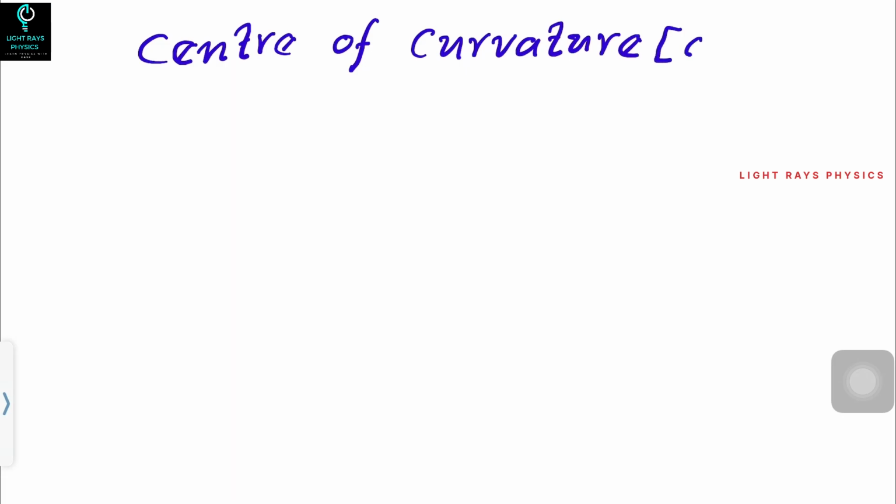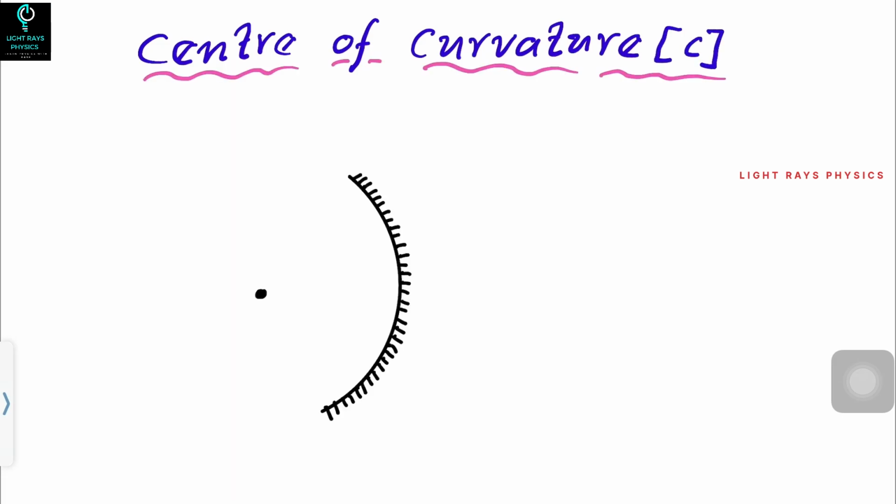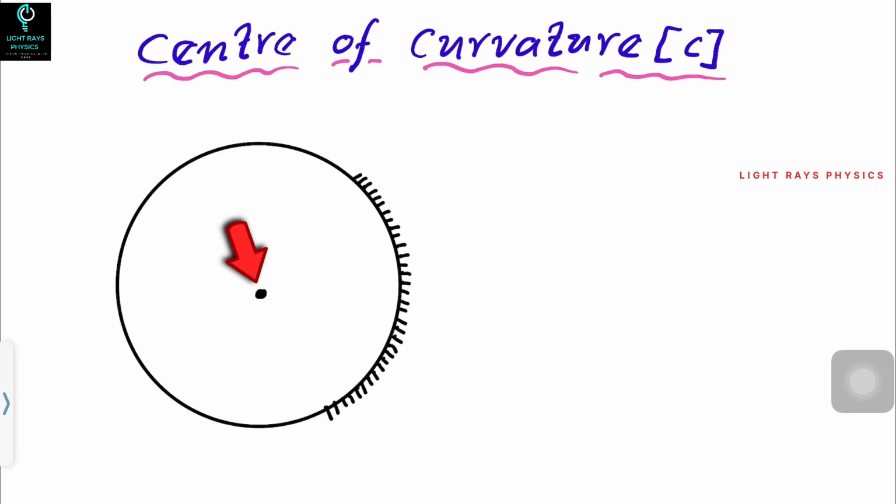Now let us understand a new term called center of curvature. It is denoted by the symbol C. Let us take a concave mirror and produce the spherical surface from which we have cut this concave mirror. You can see a small dot at the center. This small dot at the center is called the center of curvature of this concave mirror. We can say in other words that it is the center of the sphere from which we have cut the spherical mirror.